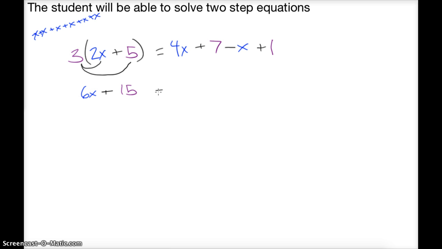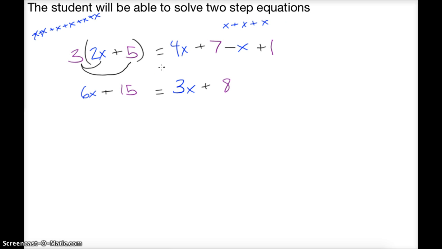There's no other like terms together that I can put together. And then I have 4x, and then a negative x over here. 4x, that's 4 x's, x plus x plus x plus x, that's 4x right there. And if I take one of them away, minus x, I'm just left with 3x. So I'm going to combine those two like terms, 3x, and then I have two constants here. I have a positive 7 and a positive 1. And that gives me a positive 8. So I'm going to just say plus 8.